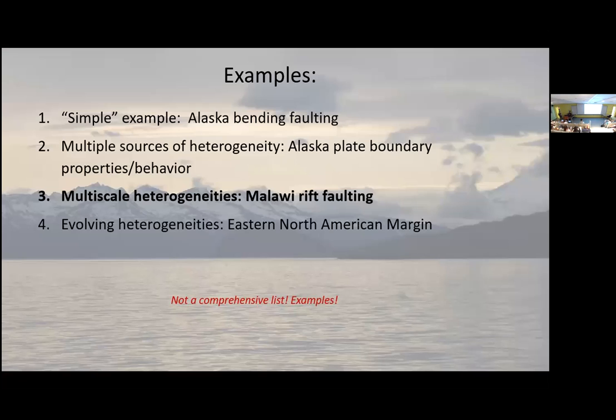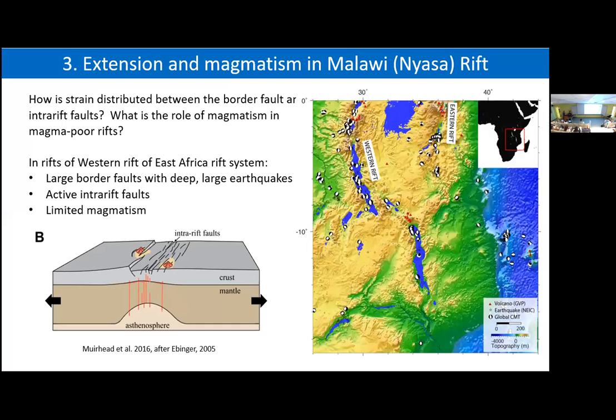Okay, and so the next example I wanted to show you was from the Malawi Rift, and this is a nice example of different scales of heterogeneity, like finer scale and lithospheric scale. The right-hand panel is showing the southern part of the East Africa rift system. Hopefully you can see all the black dots and beach balls outlining earthquakes occurring there. I'm especially going to focus on the western and southern parts of this rift system, where it's relatively early stage rifting.